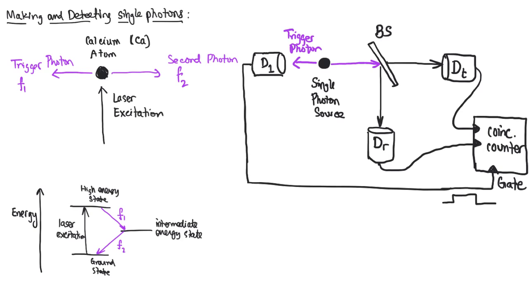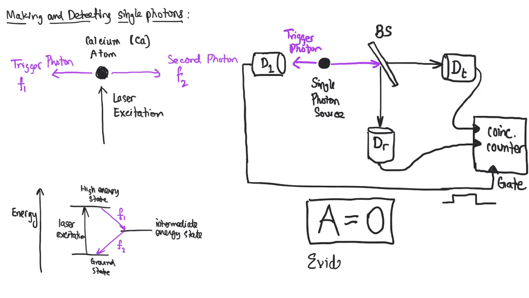And lo and behold, when they did this experiment, and they measure the anti-coincidence parameter, they find 0. And remember, 0 means that the light is not simultaneously at both of these detectors. It's either at DR or it's at DT, never both. And so we finally have evidence for photons.